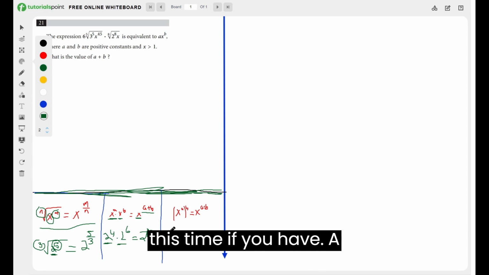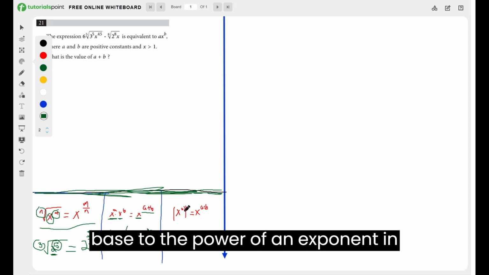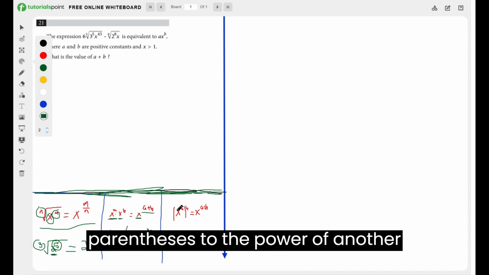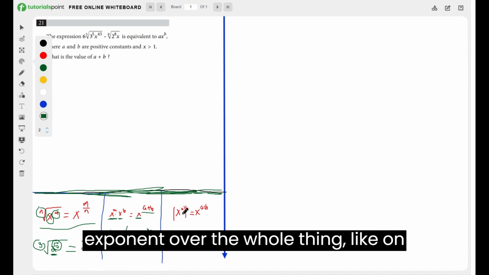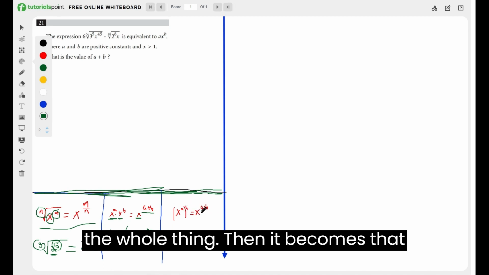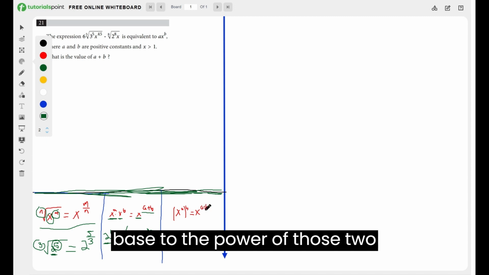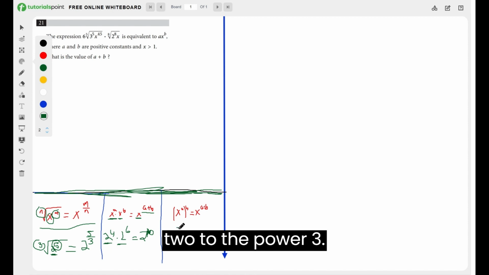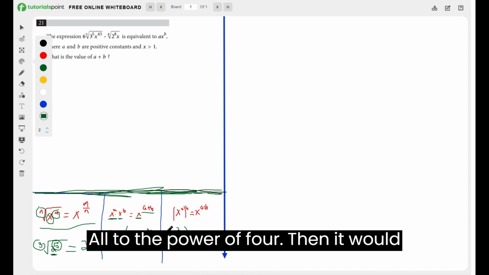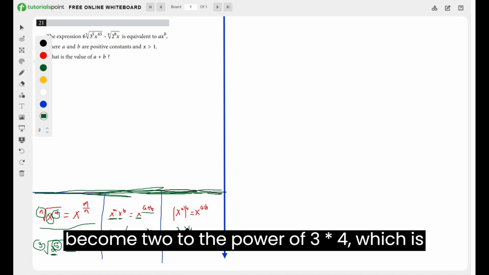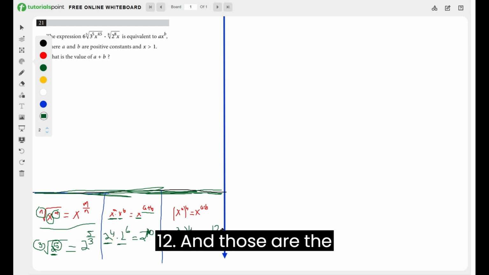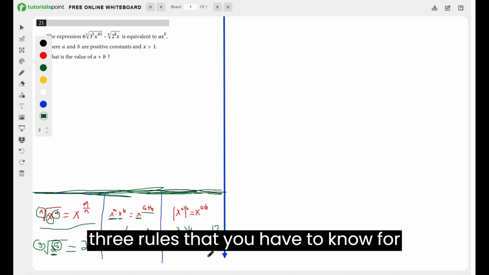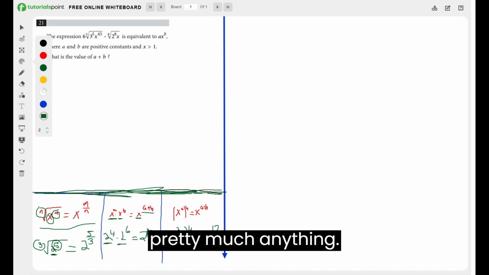And the third rule is something similar as well. But this time, if you have a base to the power of an exponent in parentheses, to the power of another exponent over the whole thing, then it becomes that base to the power of those two exponents multiplied. So if you had 2 to the power of 3, all to the power of 4, then it would become 2 to the power of 3 times 4, which is 12. And those are 3 rules that you have to know for pretty much anything.